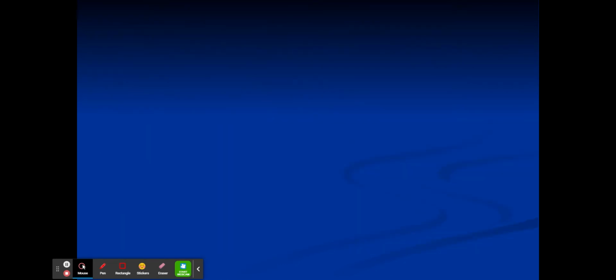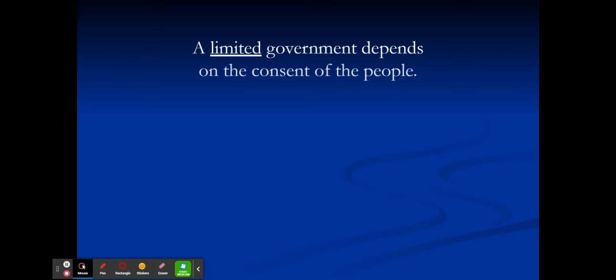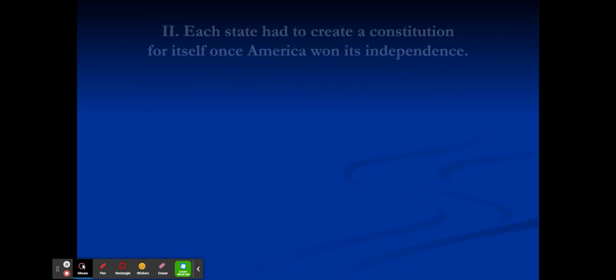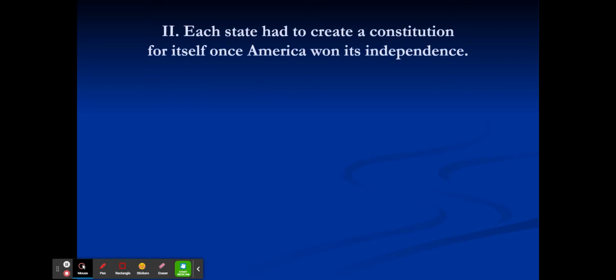So, back to this idea of limited government. He said a limited government depends on the consent of the people. It's called a limited government because the people have the right to limit the power of their government. Again, the people decide how much power the government has, what the government can do and cannot do. As this idea, right, was formed and worked on, each state had to create a constitution for itself once America won its independence.